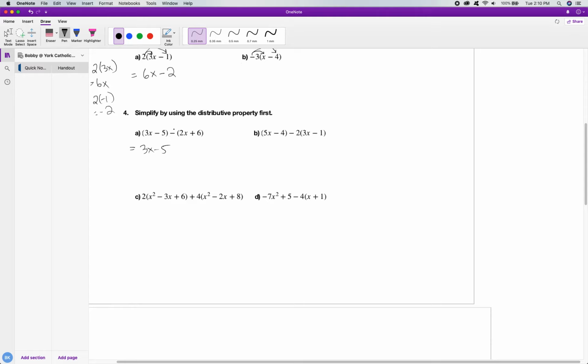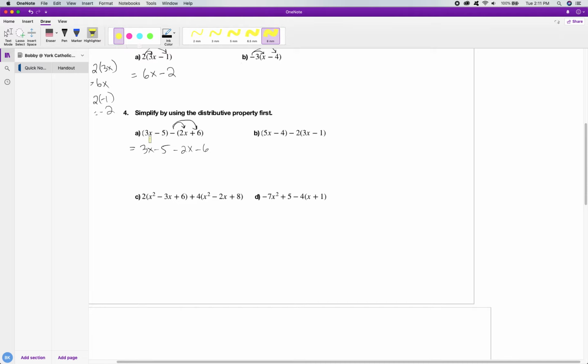But here I see that there's a negative in front of the brackets. So I need to take that, which is a negative 1. But I want the negative of everything that's inside these brackets. So the negative value of 2x is minus 2x, negative 2x. The negative value of positive 6 is negative 6.